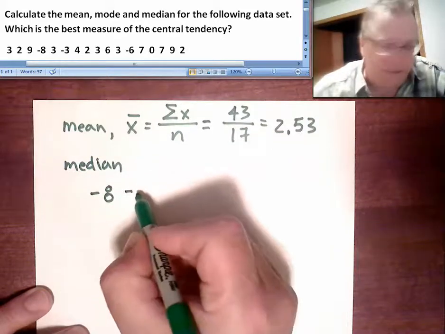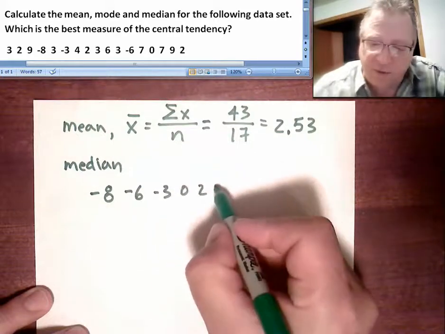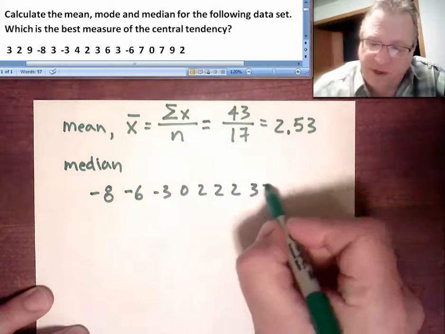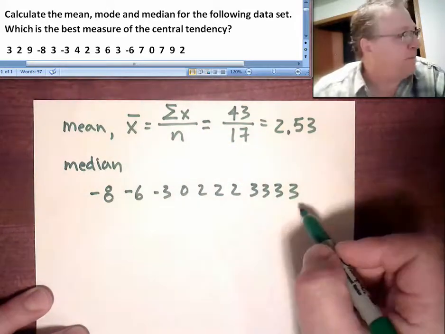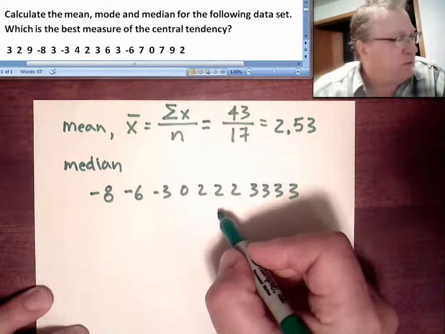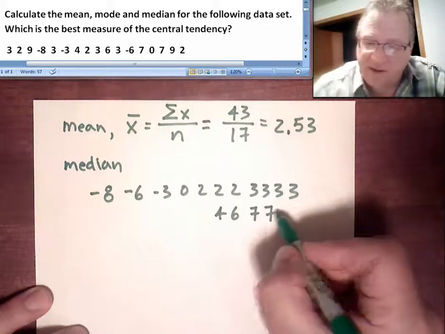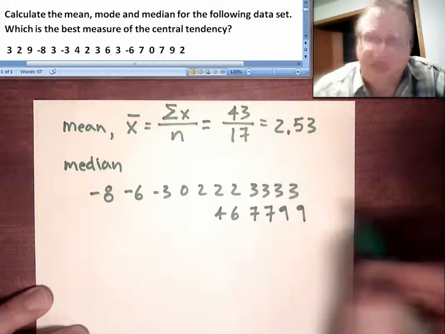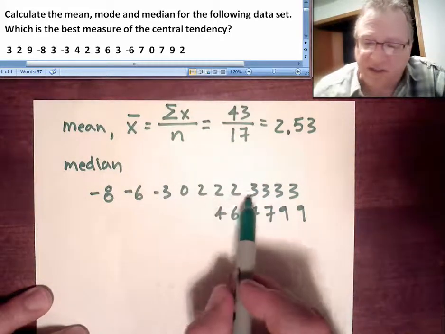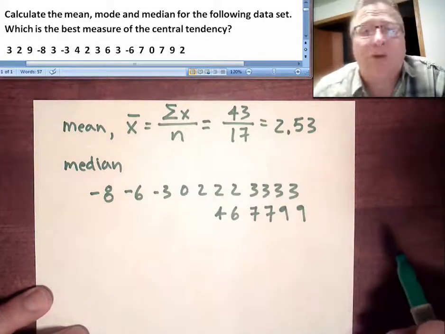-8, -6, -3, 0, 2, 2, 2, 3, 3, 3, 3. And I'm going to jump down to the next row because I'm running out of space. 4, 6, 7, 7, 9, 9. Do we have 17 values? We better. 1, 2, 3, 4, 5, 6, 7, 8, 9, 10, 11, 12, 13, 14, 15, 16, 17. Yes, I got them all.